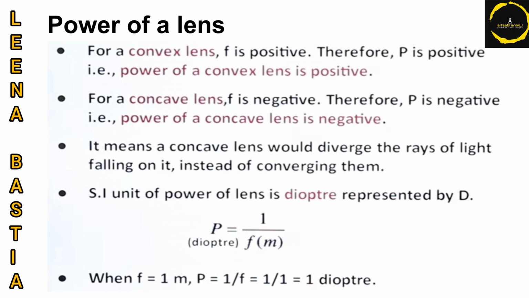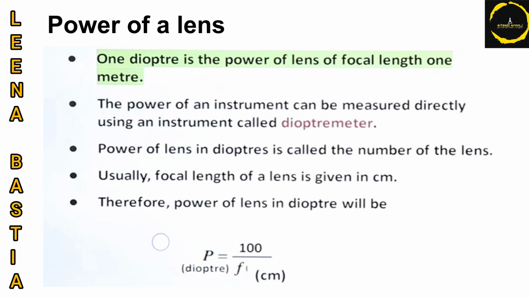Next, let us see what it is saying. 1 diopter. Basically this particular definition comes: what do you mean by 1 diopter? 1 diopter is the power of a lens of focal length 1 meter. As I told you, we have to write in terms of meters. The power of a lens can be measured directly using an instrument called a dioptometer. The instrument name has been given, you need to remember that also.